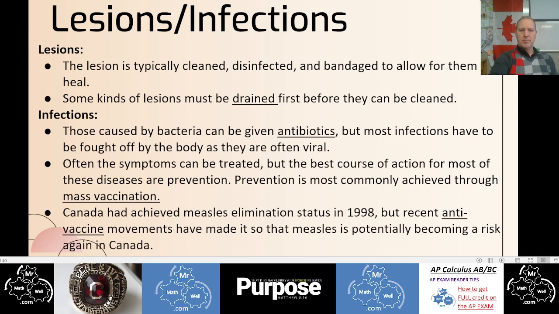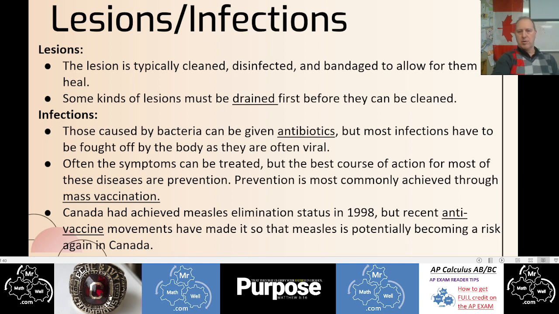Canada achieved virtually measles elimination status in 1998, but anti-vaccine movements and fewer people getting vaccinated for certain things like measles has increased that risk again. So measles looks like it might be making a comeback, and being a risk of being passed around here in Canada again. So vaccination is important.